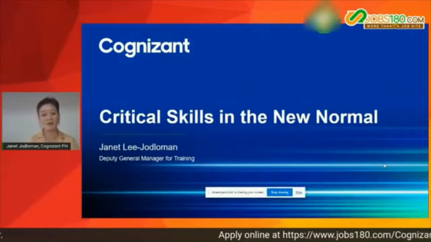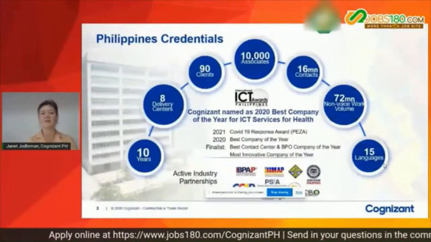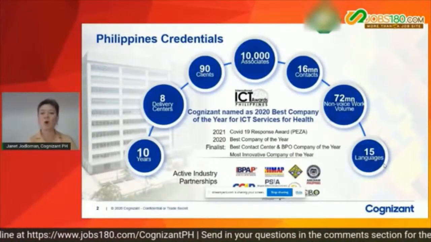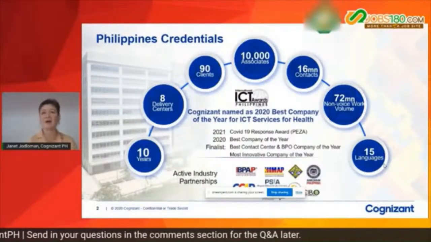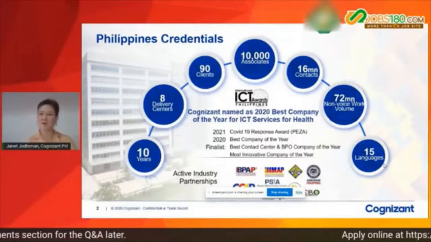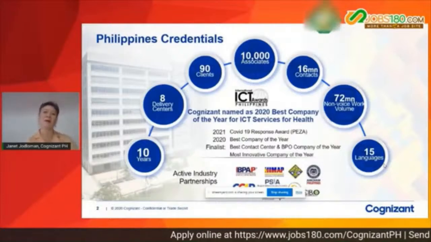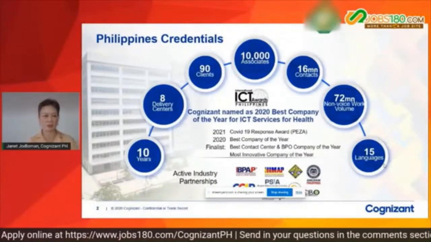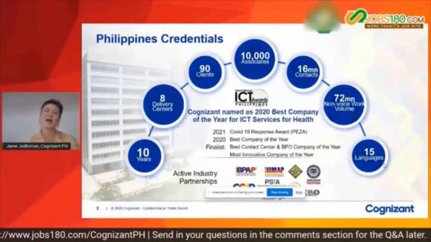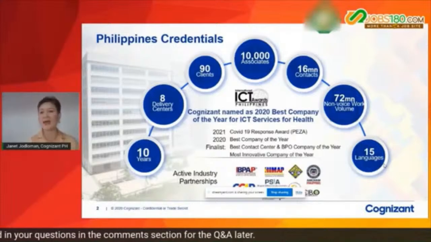But before that, let me just go through this. I'd like to share this only because recently Cognizant won the COVID-19 Response Award from PEZA. I'm sharing that only because it's related to what I'm going to talk about today. Part of adjusting to the new normal is, of course, being able to adapt, to do whatever we can to cope with the changing times. It's one of the things that we're so proud about in Cognizant.